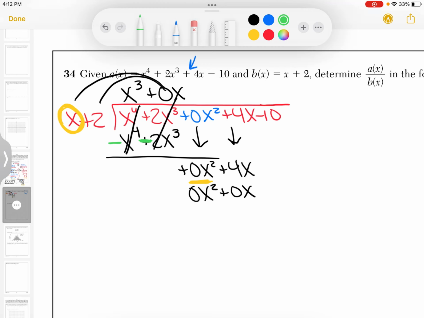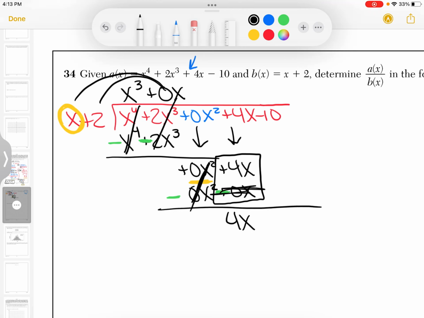It doesn't really make a difference, but here's where it gets a little tricky. I am subtracting this row right here. So when I subtract these, this cancels, which was my intention, but these don't cancel. I am going to bring down the 4x because 4x minus nothing, technically there's nothing here, means the 4x needs to come down. And then my next step is to bring down the minus 10, and now I have to take one more journey through this long division process.